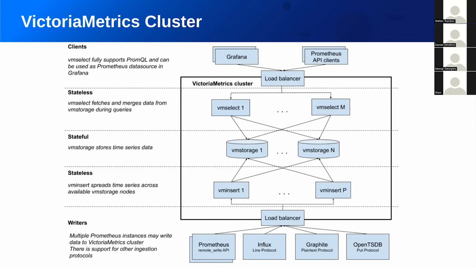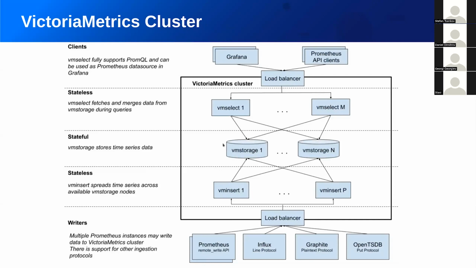At the top of the graph, you can see Grafana and Prometheus API clients mentioned. So if you were to start using a Victoria Metrics cluster now, you would configure a data source in Grafana, which will point to your VM Select service. And if you wanted to ingest metrics into Victoria Metrics using one of the many protocols it supports, you can see these at the bottom of the graph, you would configure your clients to connect to VM Insert and send your series there.